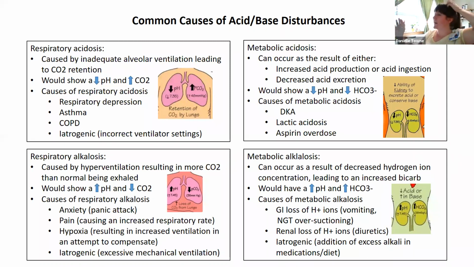Okay, metabolic acidosis, some causes. You've got either an increase in your acid production, right, or a decrease in your excretions. The big things in metabolic acidosis are DKA, lactic acidosis, and aspirin overdose. Aspirin overdose gets forgotten, but my God, the amount of challenging vent management that can happen with that patient, severe metabolic derangement. It's something that you really need to keep in mind.